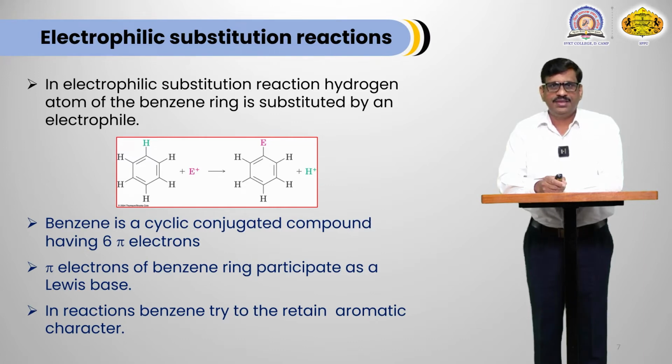We know that benzene is an electron-rich species and it has pi electrons. That's why benzene can act as Lewis base. It interacts with positively charged electrophile, and finally we get electrophilic substitution product.